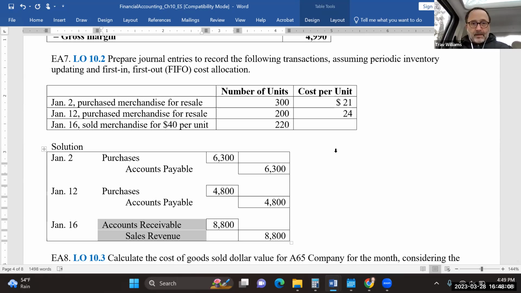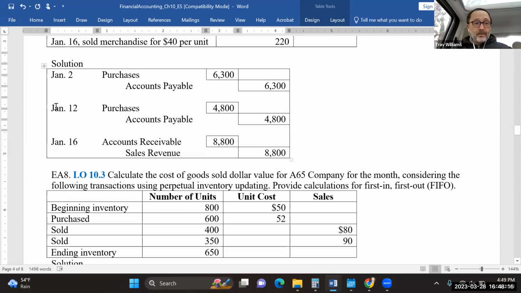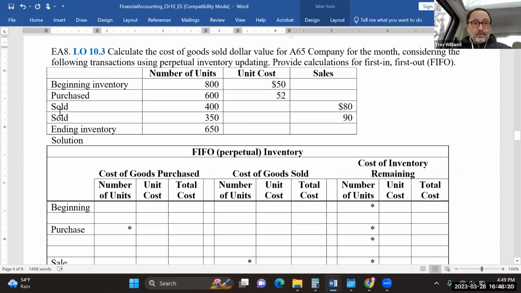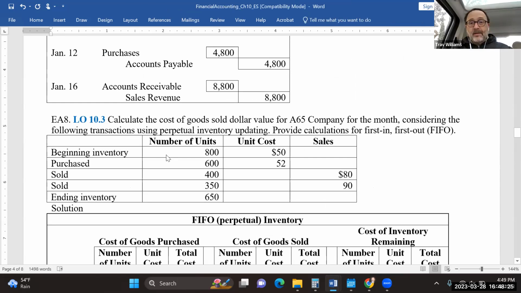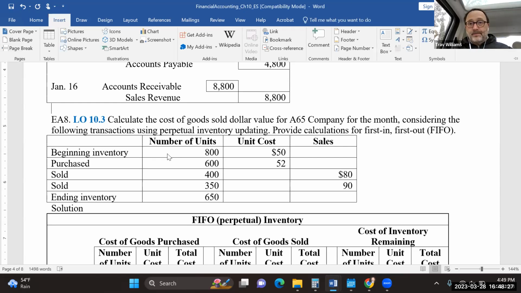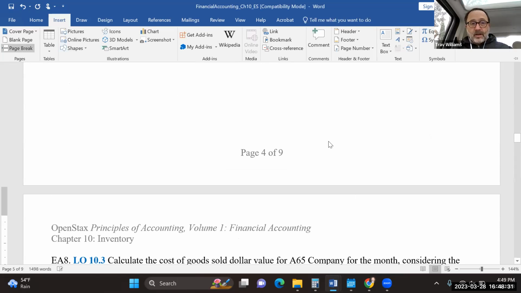Okay, so if there are no questions on that one, let's go on to number 8. Now we're getting into the perpetual inventory method. And if we're doing this manually, we have to track how much inventory is in every lot. So I'll show you how we do this. We use these tables.